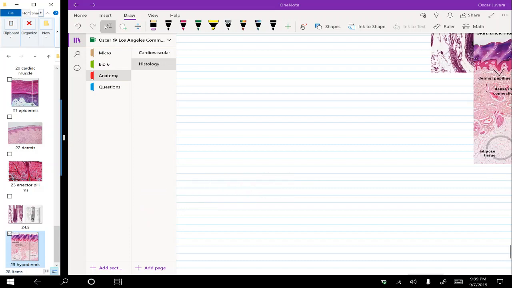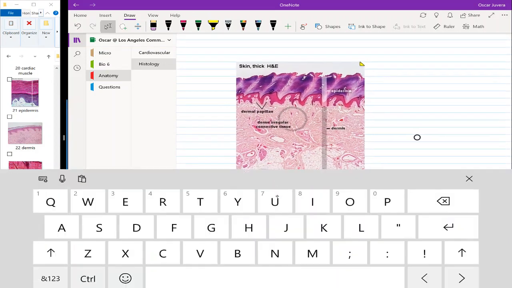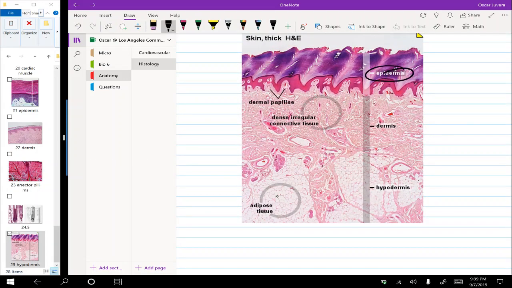So I want to show you this one last slide, and this is the skin. I just want you to know the difference. That's the epidermis. I hope that you remember that epi means above, and then you have the dermis, and then you have the hypodermis. Hypo means below or under. Epi means above. So the hypodermis is under the dermis.